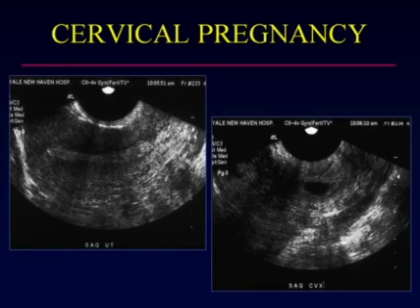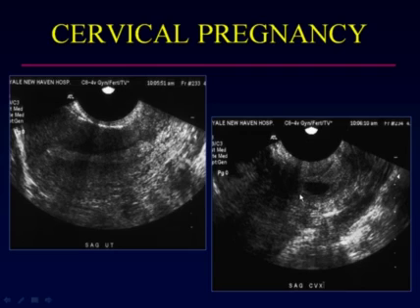Early on, it can be very difficult to differentiate a cervical pregnancy from a miscarriage. Here is a patient who came in with vaginal bleeding. You can see on the sagittal view of the uterus, the endometrial stripe is completely empty. Here is the gestational sac within the cervix.